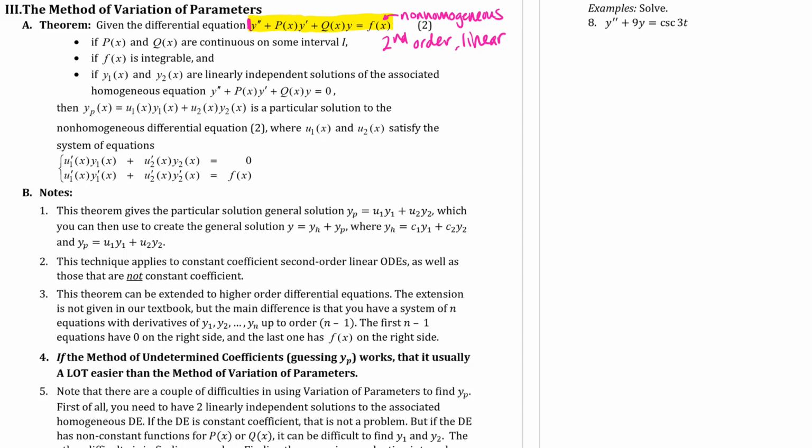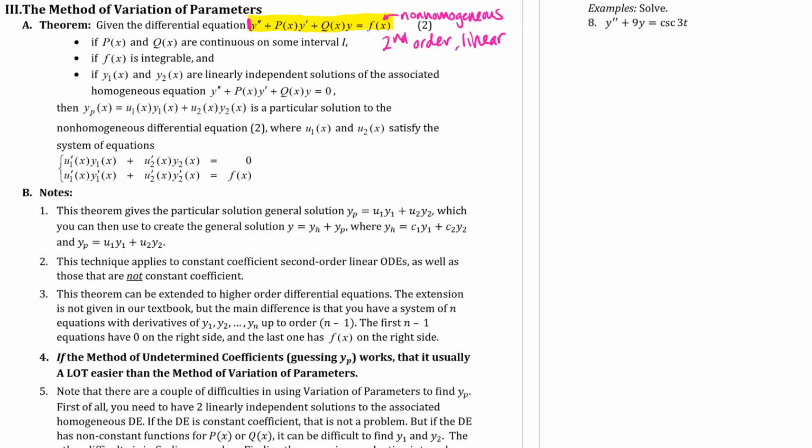The f of x function on the right hand side is integrable, which means that a definite integral exists on some interval. I can integrate the cosecant function from a to b for some interval a to b and get a finite answer. You learned how to do that in Calculus 1.